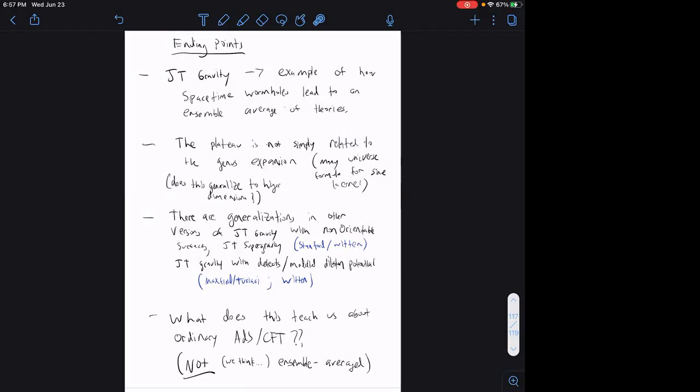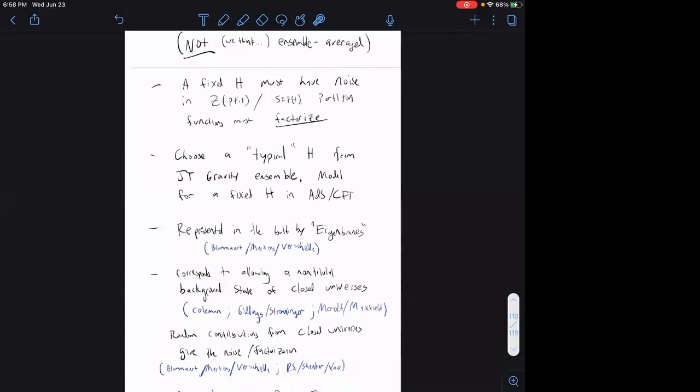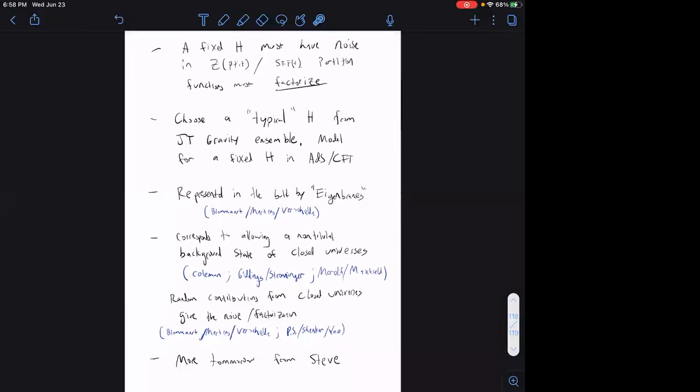And so there's one big, vague open question we're left with, which is, what does any of this JT gravity matrix integral duality tell us about ordinary AdS/CFT? As I've emphasized, this ensemble average property of JT gravity, we don't think that applies to ordinary AdS/CFT. Well, at least we don't think so. For example, a fixed Hamiltonian must have noise in the spectral form factor, or Z(beta plus iT). Partition functions must factorize. So this is in tension with these wormhole effects that we found.